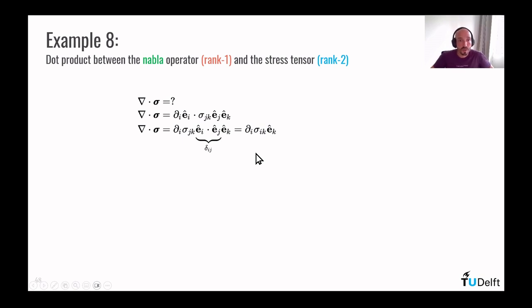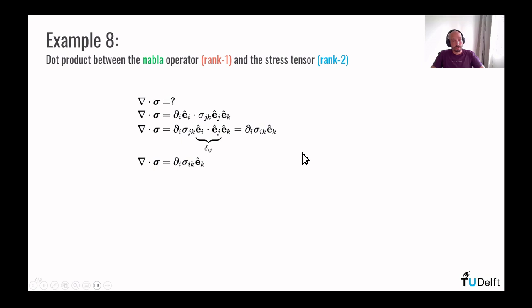What do I do here? I replace j by i. So, yes, I can replace j by i or i by j. In this case, this was j, I replace it by i, this first index of sigma. And this is the result. So for every direction e hat k, I have a summation of i from 1 to 3. So this is the result.